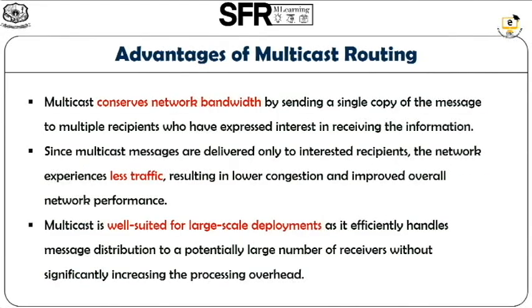So, regarding the advantages of multicast routing, it conserves network bandwidth by sending a single copy of the message to multiple recipients, because we saw the disadvantage of broadcast routing, it wastes the bandwidth of the network, but multicast routing conserves the network bandwidth. And here multicast messages are delivered only to the interested recipients. So, it leads to less traffic in the network. And then the third advantage is it is well suited for large scale deployments and it efficiently handles the message distribution to potentially large number of receivers without creating any processing overhead.